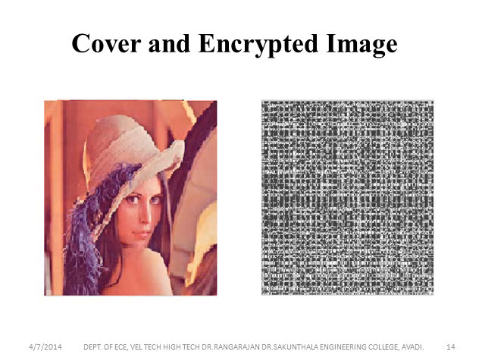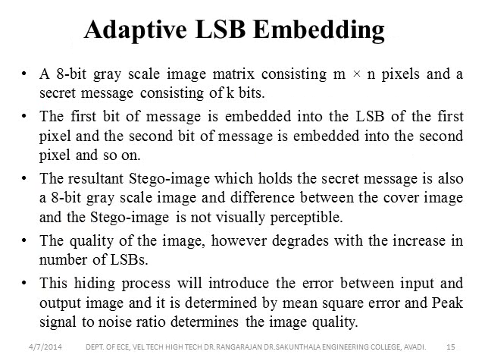Now we have the data and the image encrypted. Thus, we have to combine both data and the image. For this, we are using adaptive LSB embedding. In this, the first bit of the message is embedded into the LSB of the first pixel, and the second bit of the message is embedded into the second pixel.